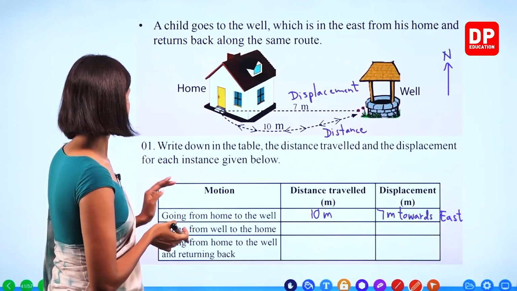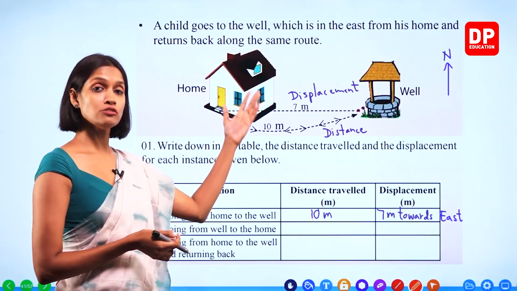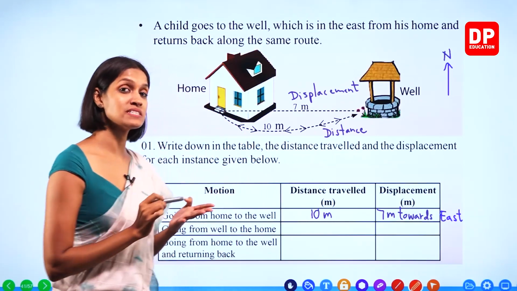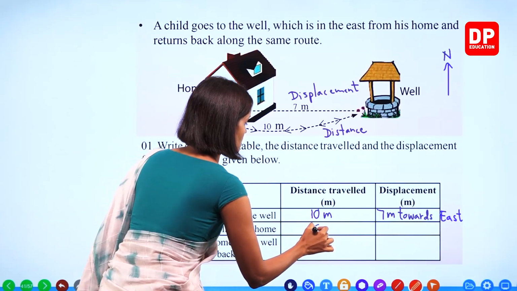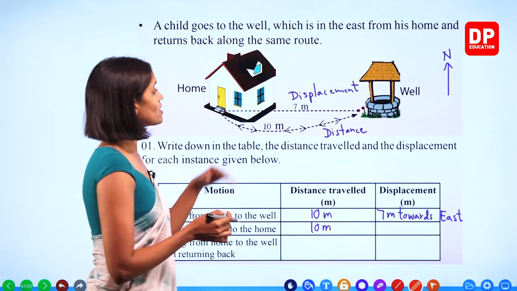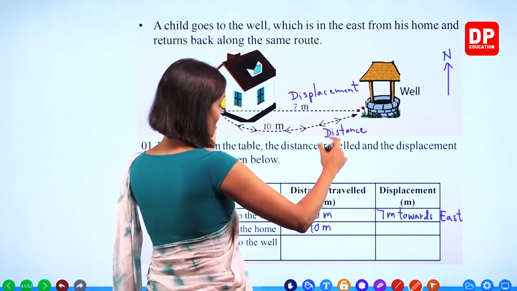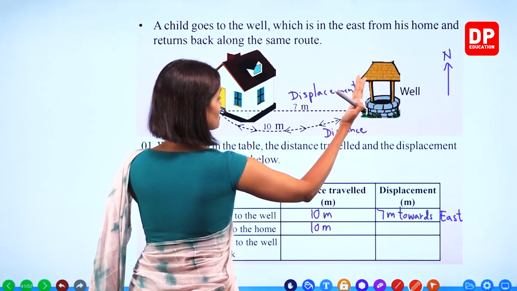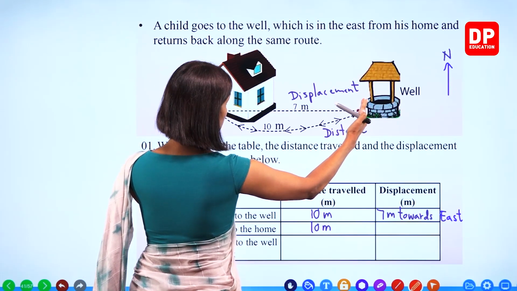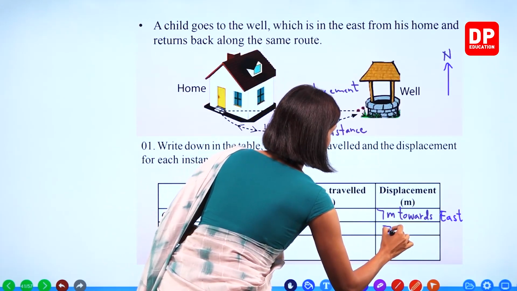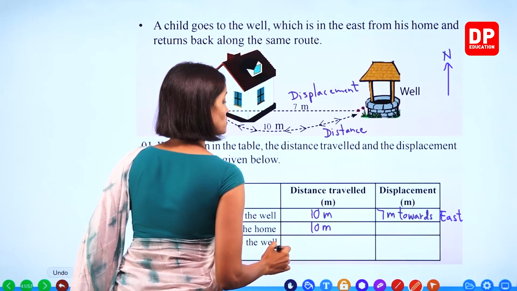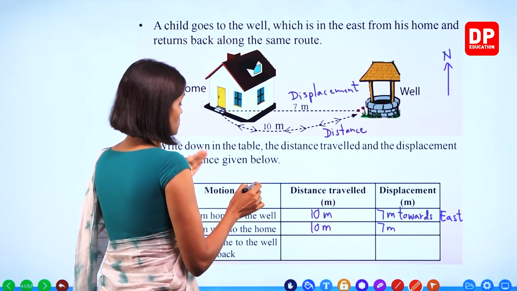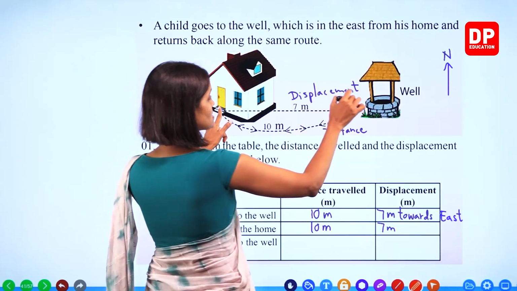Right, children? Second instance, going from well to the home. Well to the home, he takes the same path. Therefore, distance is the same, 10 meters. What about the displacement? Again, this time we consider this is the start, this is the end. Again, the direct distance or the linear length between the 2 points is the same, 7 meters. But this time, what happens to the direction, children? Direction changes.